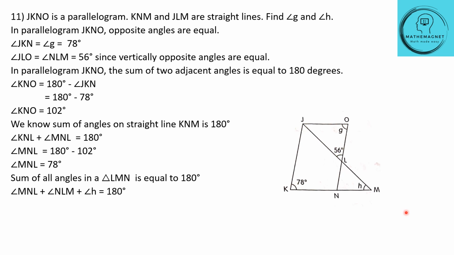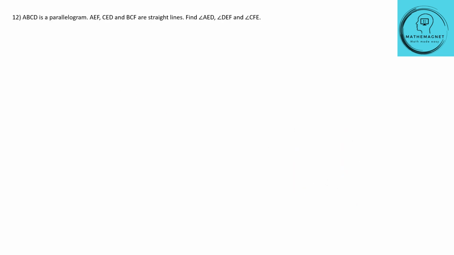So angle MNL plus angle NLM plus H will be 180 degrees. So H will be equal to 180 minus 78, which we found, minus 56, which we found is the vertically opposite angle. So that will be equal to 46 degrees. So the second unknown angle H is 46 degrees and the first unknown angle G is equal to 78 degrees.